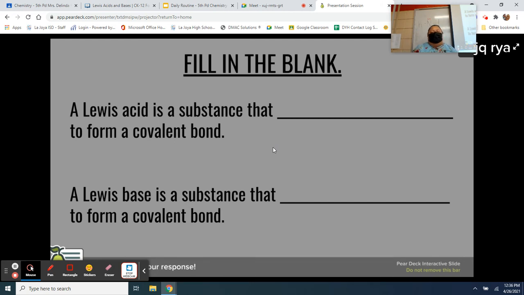A Lewis acid is a substance that, and remember, it's going to be a couple of words. It's not going to be just one word. Is a substance that blank, blank, blank to form a covalent bond. A Lewis base is a substance that blank, blank, blank to form a covalent bond. Finish and fill in the blank. Try it out, guys, please.